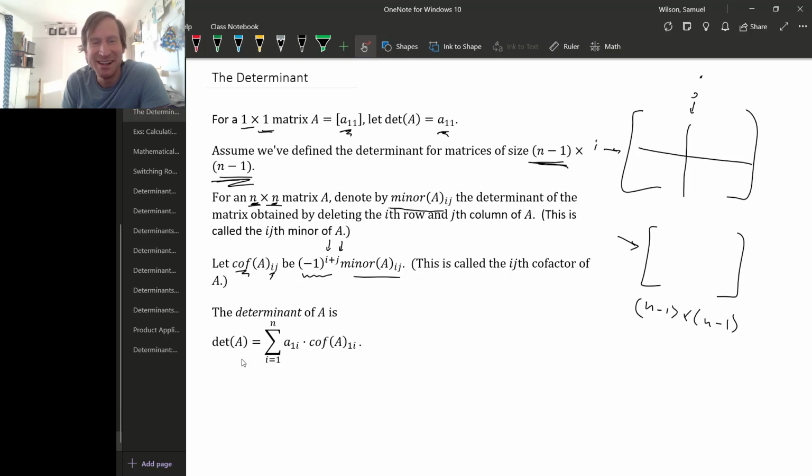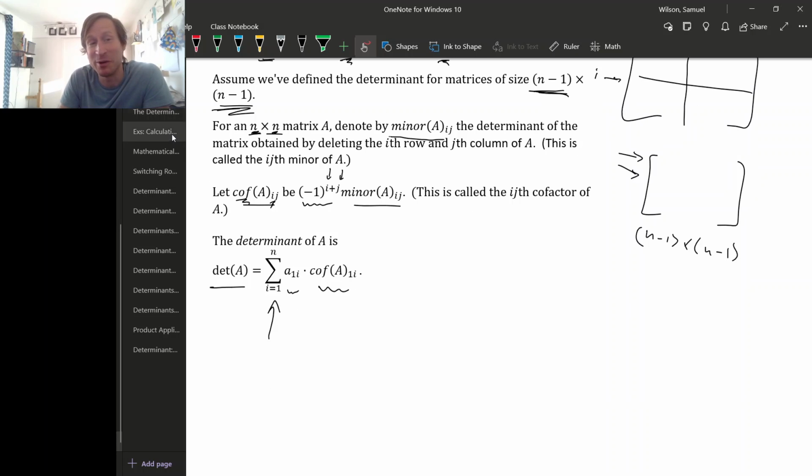So now that we have this cofactor defined, for the determinant of size n by n, what we're going to do is sum up across the first row. We're going to take the entry in each position times the cofactor for that position, and just add them up across the first row. So this definition is a bit wild. Let's look at some examples just to see how it works.